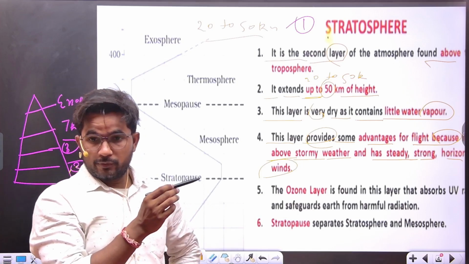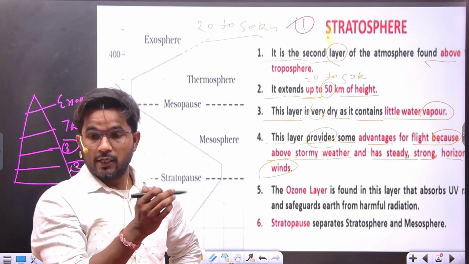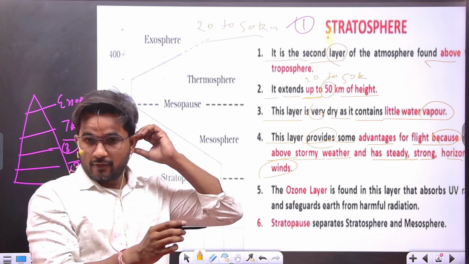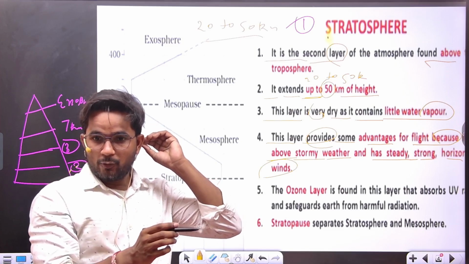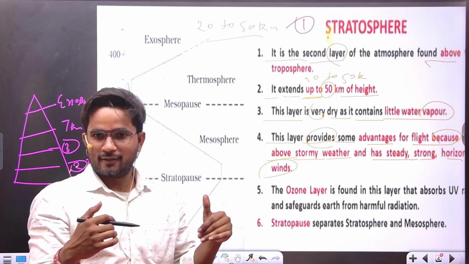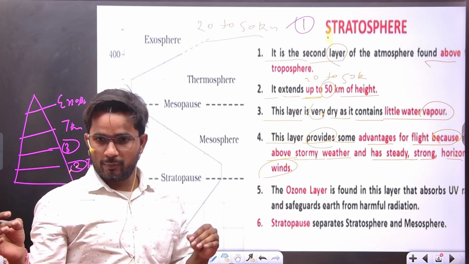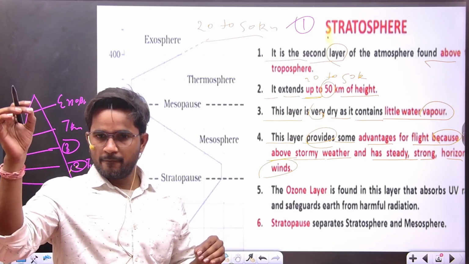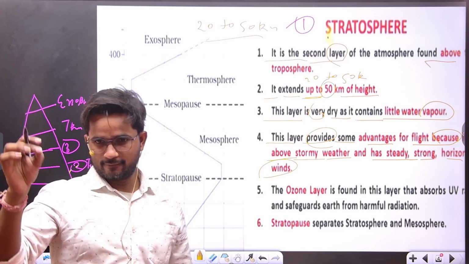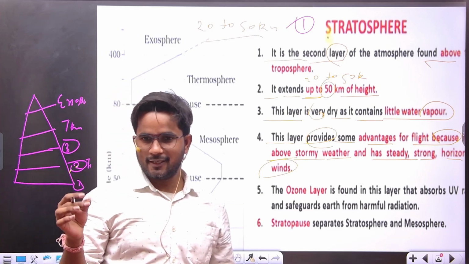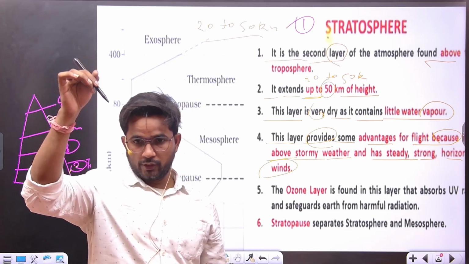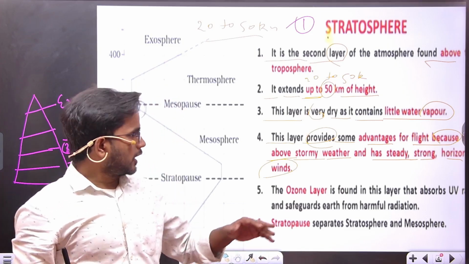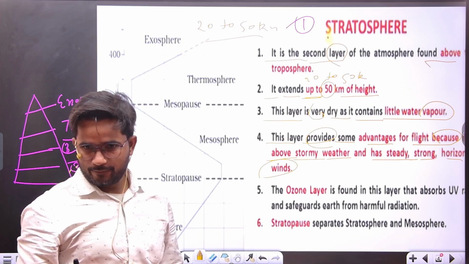In the stratosphere, it is found as the ozone layer. You know that the ozone layer protects me and all of you living in the troposphere from the sun rays coming to the earth. So the ozone layer protects you. Understand the point?